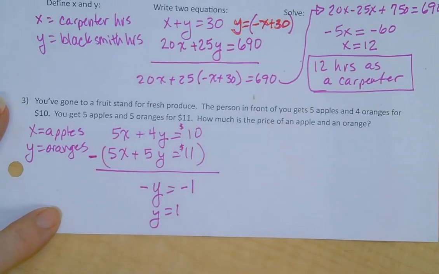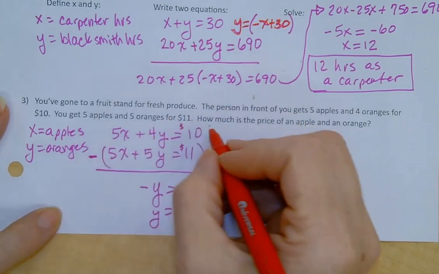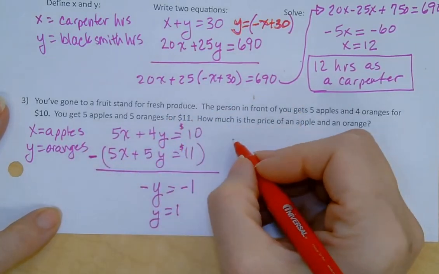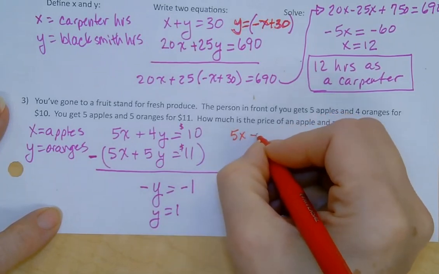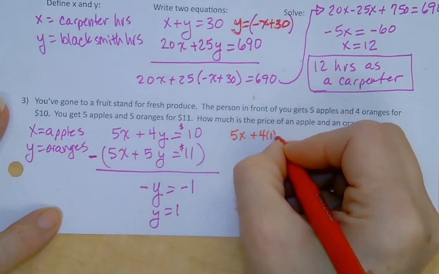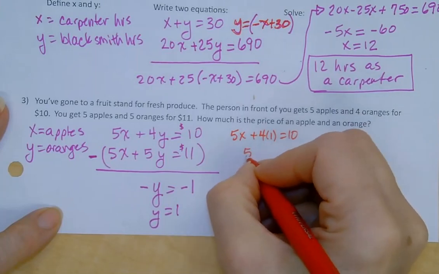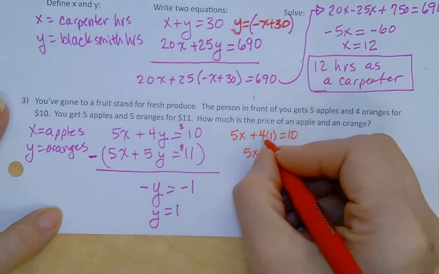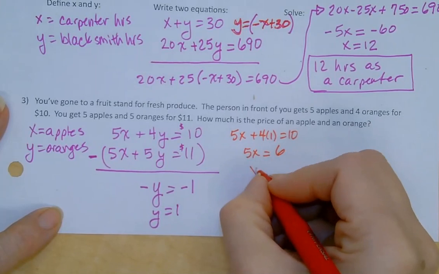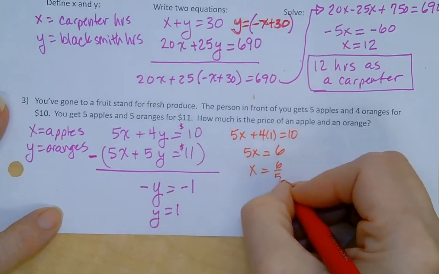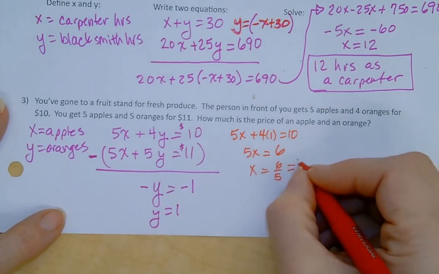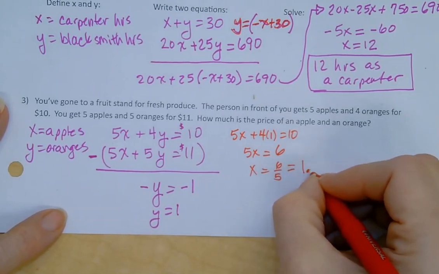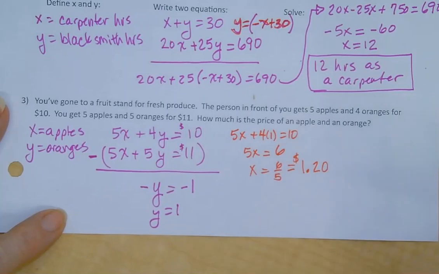So I'm going to go back to an original equation always, not to something that I have simplified. So I'm going to go back to this original equation, 5x plus 4y equals 10. If y is 1, then I know 5x plus 4 equals 10. 5x equals 10 minus 4, which is 6. x equals 6 fifths, excuse me, and we don't do money in fractions, right? So if I figure out that amount, it's 1.2 or 1.20.